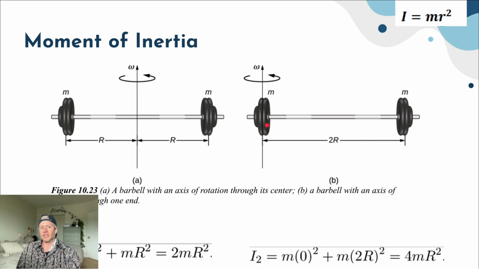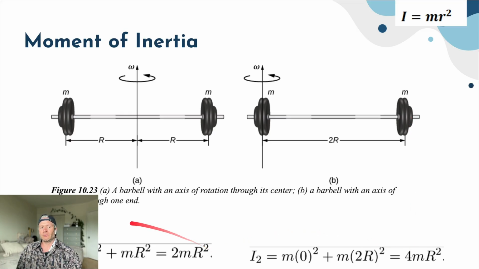It's very challenging to lift the barbell up from one end because it's the R value, the distance away from where you're trying to pick it up and rotate it, that makes this mass seem so, so much harder to get moving, right? You need so much more external mass.